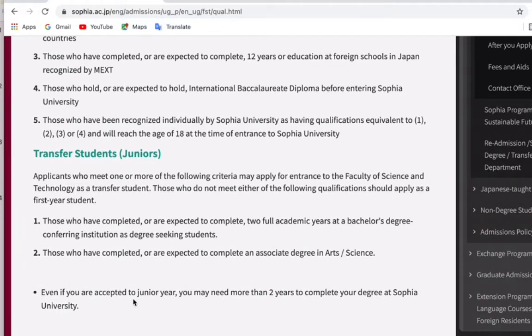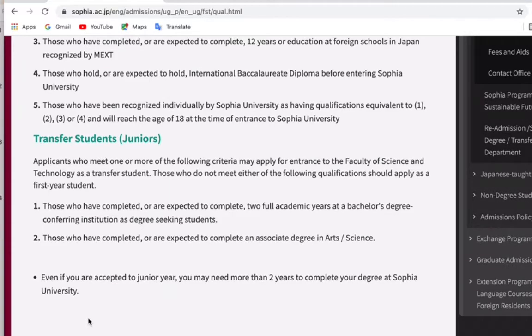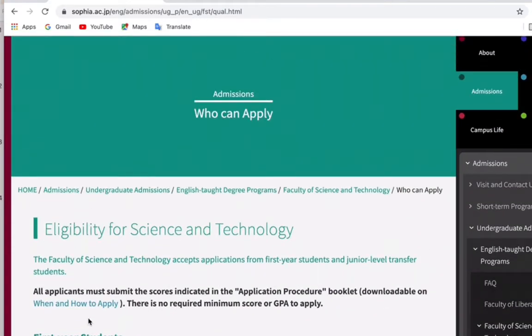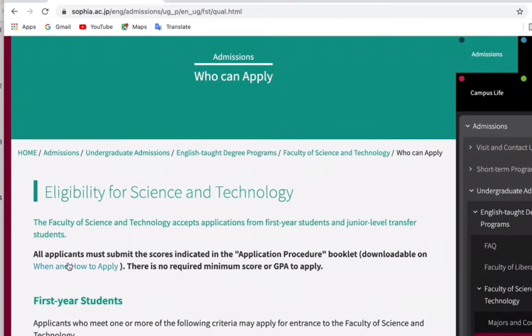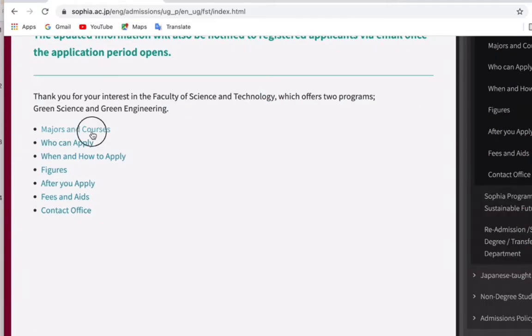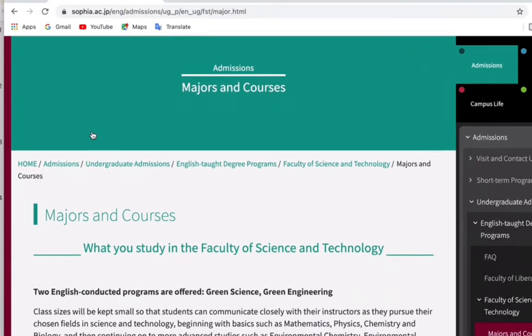Even if you are accepted to junior year, you may need more than 2 years to complete your degree at Sophia University, which is just the same thing I said, because you might have a lot of courses to take, and 2 years might not be enough to complete the courses. So as we've seen, this is the Faculty of Science and Technology. Let's look at the majors and the courses.